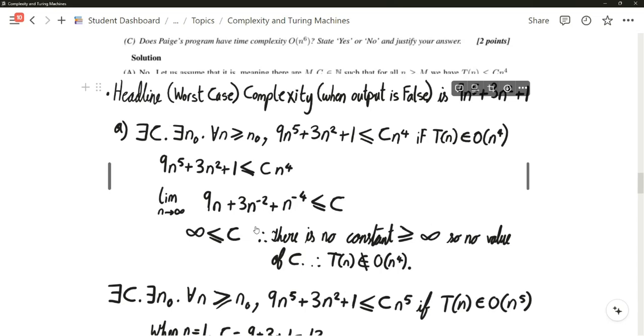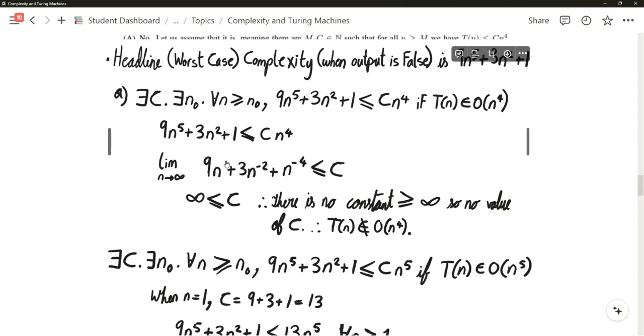I hope that makes sense. There is no constant that's bigger than infinity, so no value of c can satisfy this statement above. Remember, this statement above would imply that it runs in O of n to the 4, but we've shown a contradiction: there is no valid value of c, because you can't have a constant that's bigger than infinity. So this bit's false, and therefore we can say this is not going to be true. That's how we would disprove. Hoping that makes sense. Let's get on to proving then.